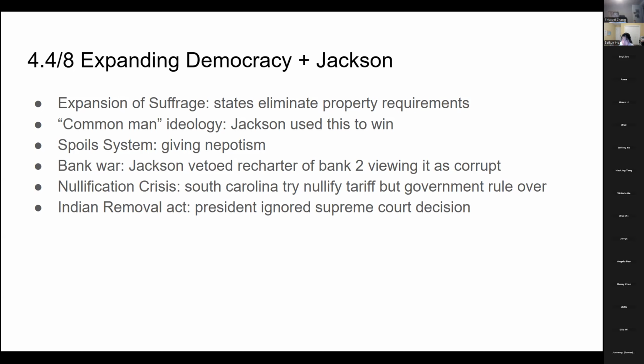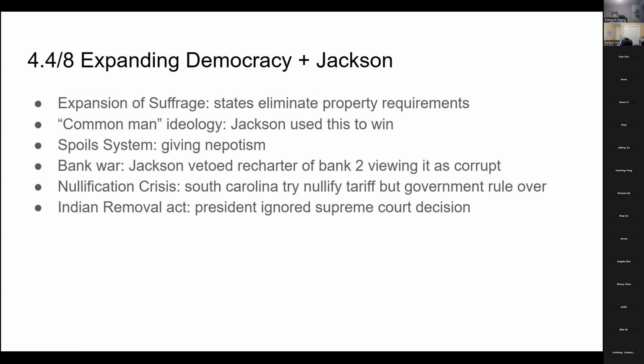And then the Bank War also happened now. They wanted to recharter the Second Bank, but Jackson vetoed it because he thought it would be corrupt and an overreach of government power, right? And then also the nullification crisis happened around now, where South Carolina wanted to nullify a tariff agreement, right? But then ultimately the government ruled over it, proving that the national government has final say over stuff.